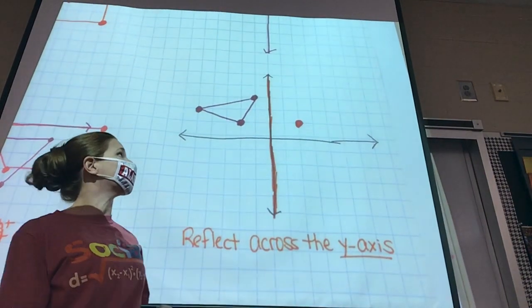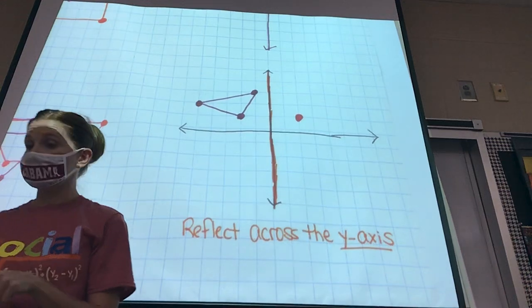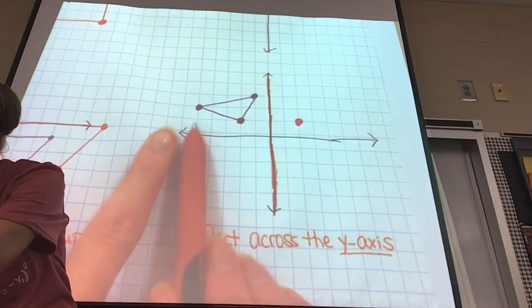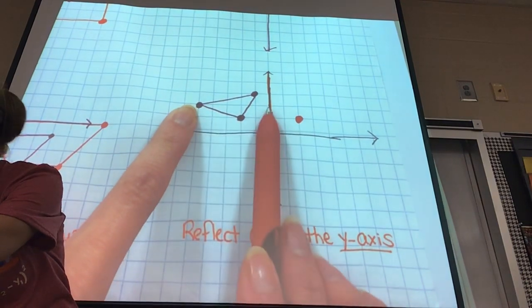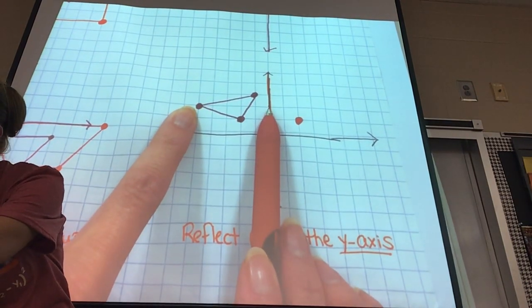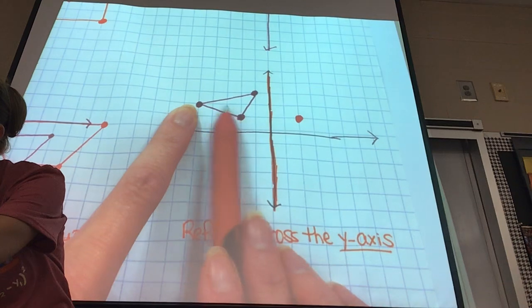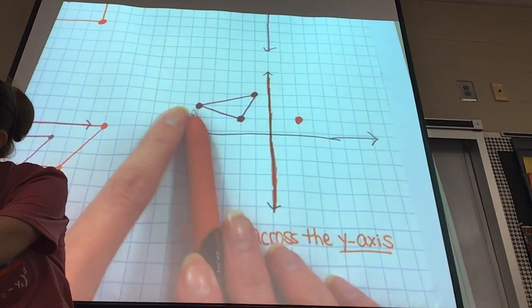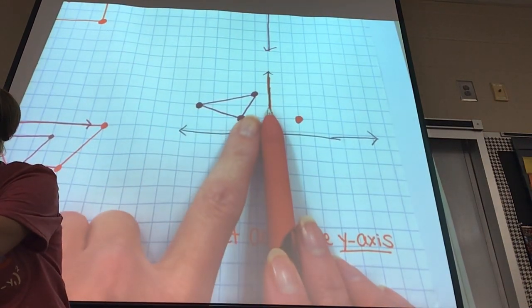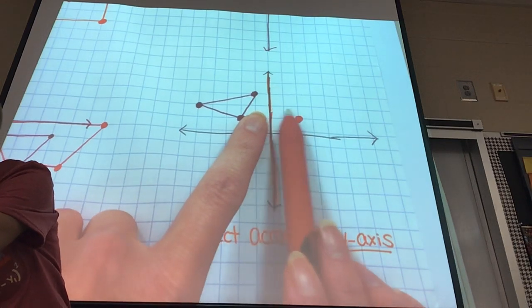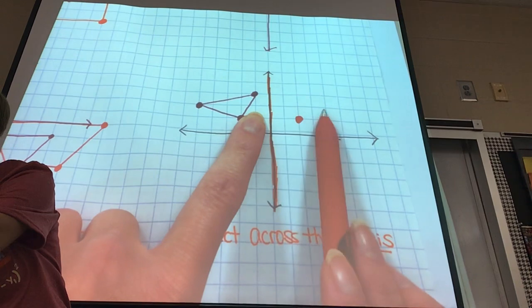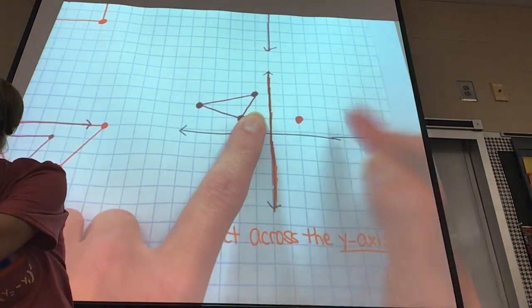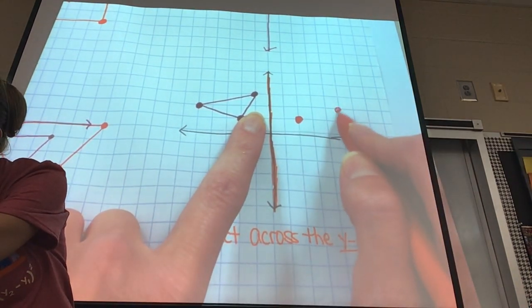Now do the same thing with all of the other points. So if I do this point way over here on the left, how far away is it from the y-axis? 1, 2, 3, 4, 5 places. So it's 5 places to the left. So on the same line, go 5 places to the right. So 1, 2, 3, 4, 5. So it's now going to be right here.